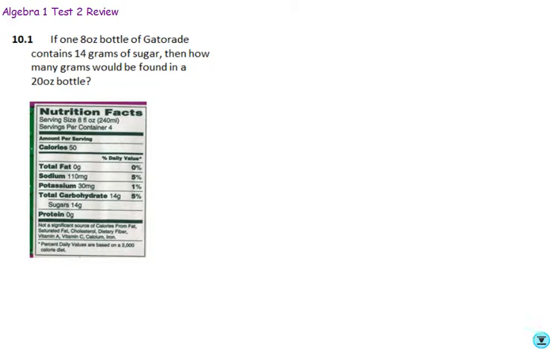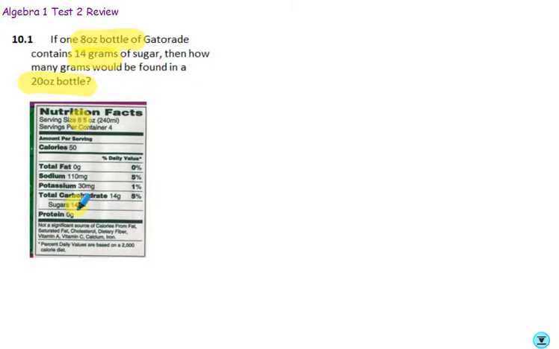So what it says is that the 8-ounce bottle of Coke, or Gatorade in this case, contains 14 grams of sugar, and then the question is how much would be in a 20-ounce. So the nutrition label is telling you that for an 8-ounce there's going to be 14 grams. And so we're saying that, using that, because it's the same formula for Gatorade, the bigger bottle is going to have obviously more sugar, and so we're just trying to figure out how much sugar that would be.